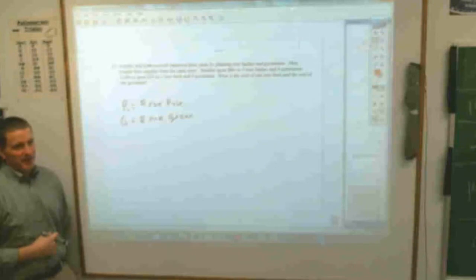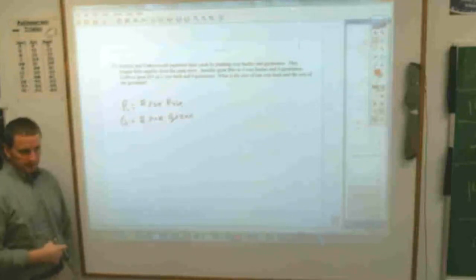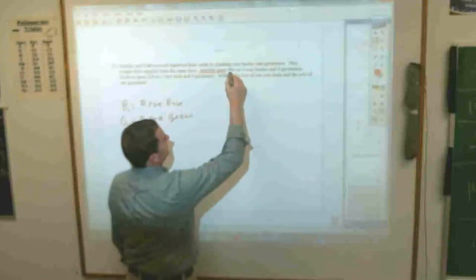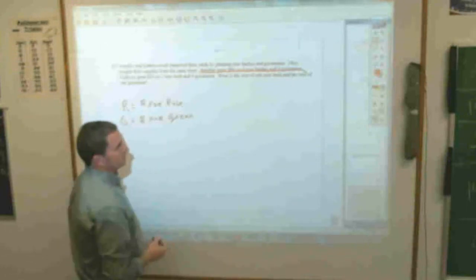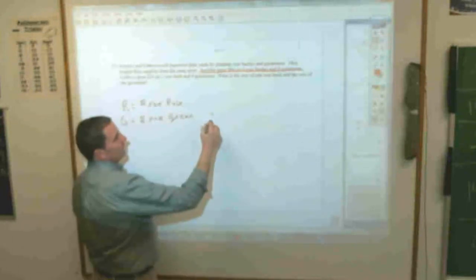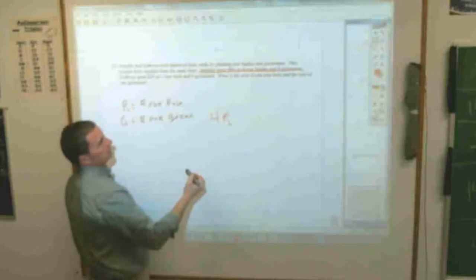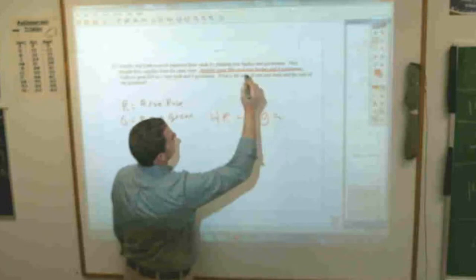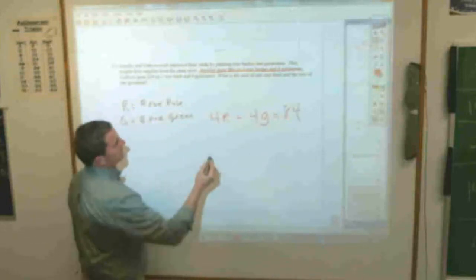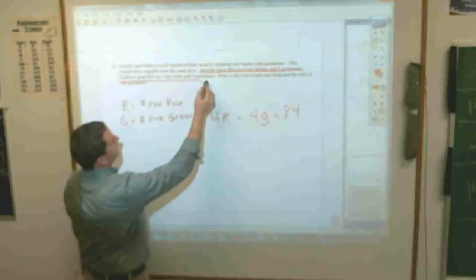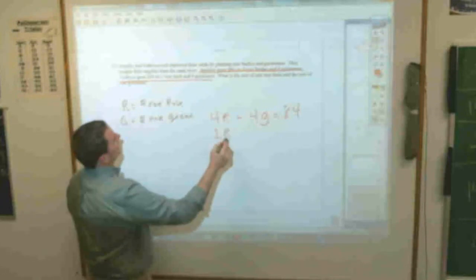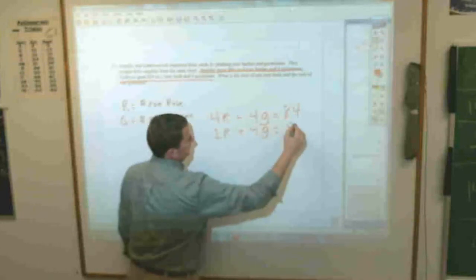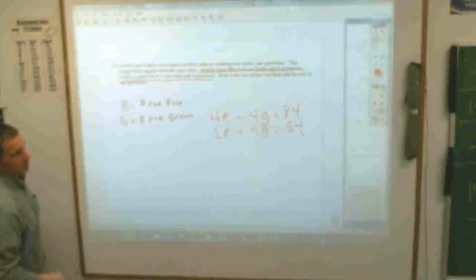All right, in the interest of time here, children, this is what it would look like. You've got two equations they give you. Jennifer spent $84 for 4 rose bushes and 4 geraniums. So, 4 rose bushes plus 4 geraniums cost $84. The second one: Catherine spent $54 for 1 rose bush and 4 geraniums. Those are your two equations that you're going to solve.